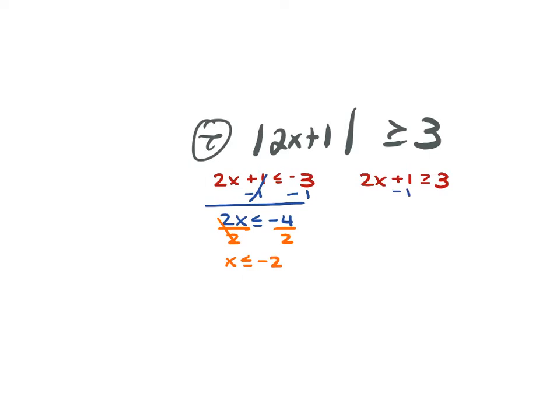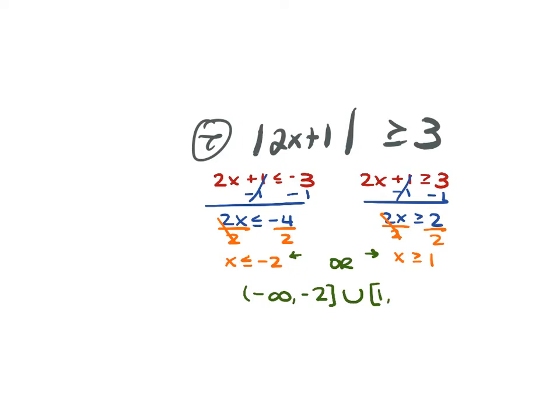For the other one, we're going to subtract the 1 from each side to get 2x is greater than or equal to positive 2. And then we divide each side by the 2 to get x is greater than or equal to 1. We check those inequalities. The one on the left includes a smaller number. Those signs point away from each other. So this is an or statement. So it's just going to be from negative infinity up to negative 2, including the negative 2, with a union of 1, including the 1, to positive infinity.